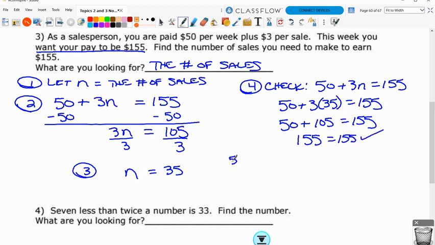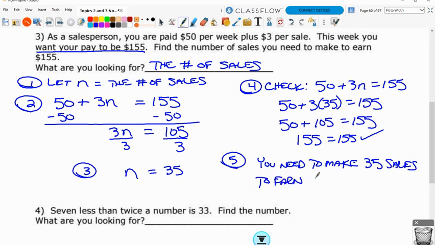And now I need to write a final statement. Okay, so again, what were we looking for? We were looking for the number of sales. And so we just found out that we need to make 35 sales. So we're going to write, you need to make 35 sales to earn $155.